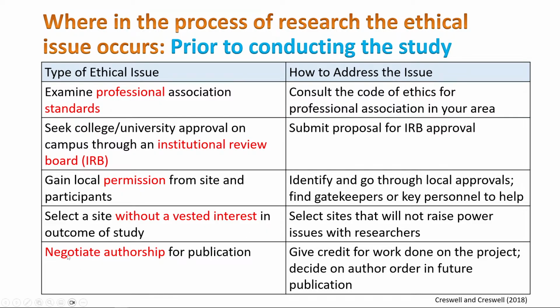Next, negotiate authorship for publication. So before you start a publication, you can negotiate authorship. Usually, the one who writes the work would be the first author, the one who takes the lead in writing this down, submitting it and handling it. So you negotiate who will be the first author.